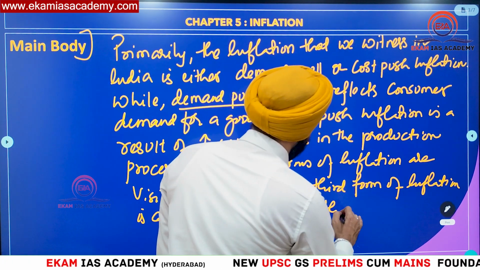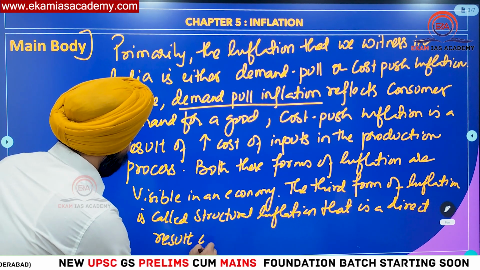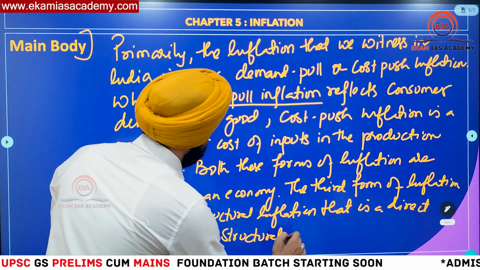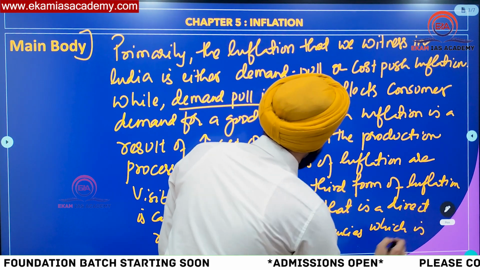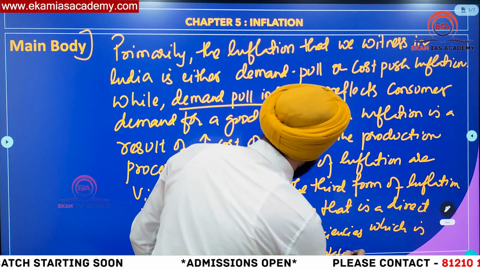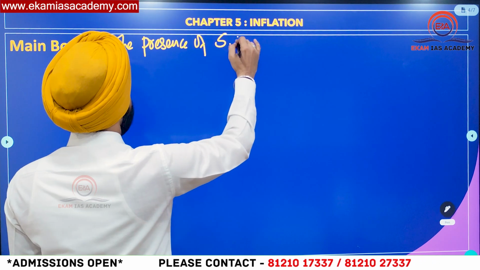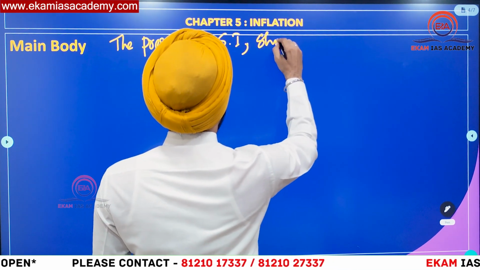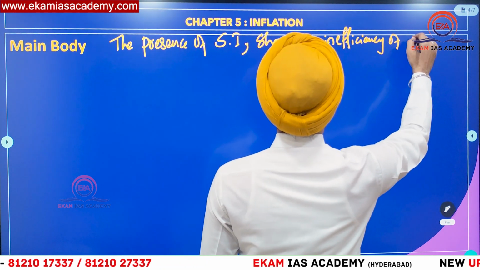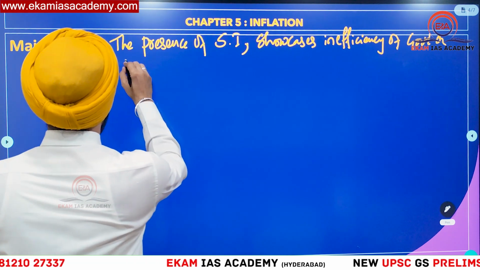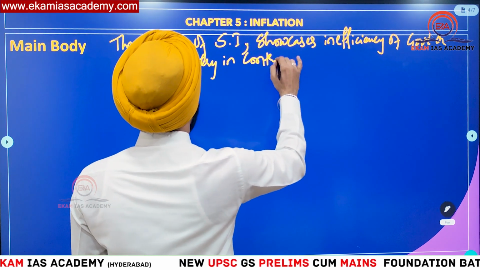That is a direct result of structural inefficiencies, which is troublesome. Continue to write: the presence of structural inflation showcases the inefficiency of the government or central bank of a country in controlling inflation.